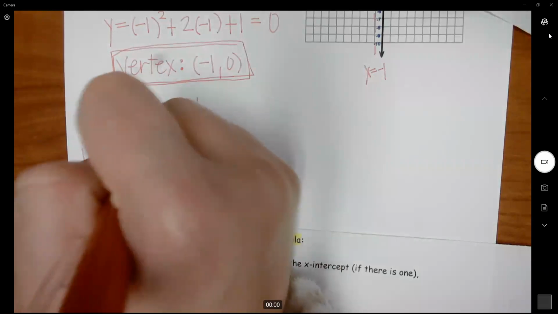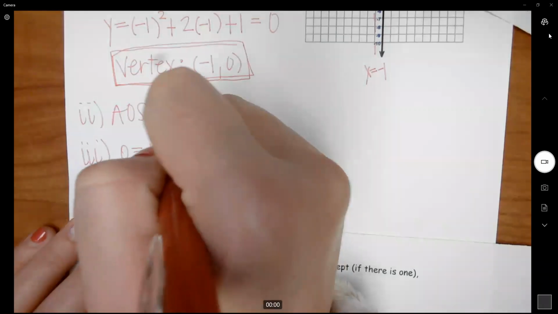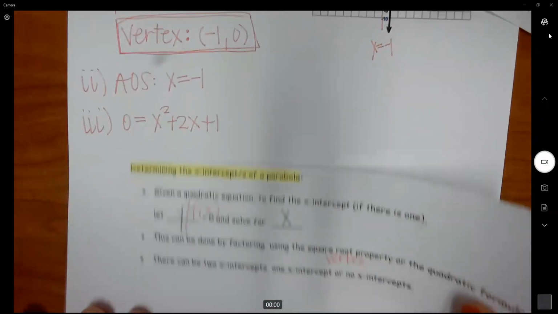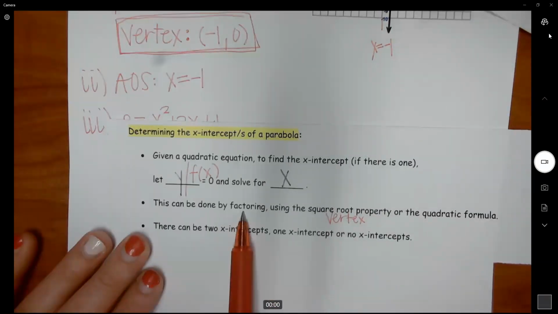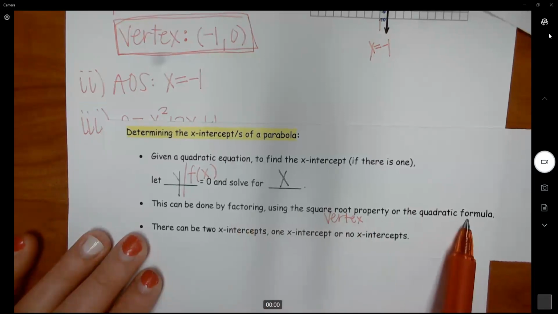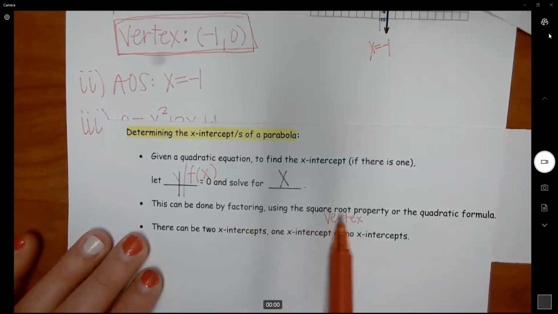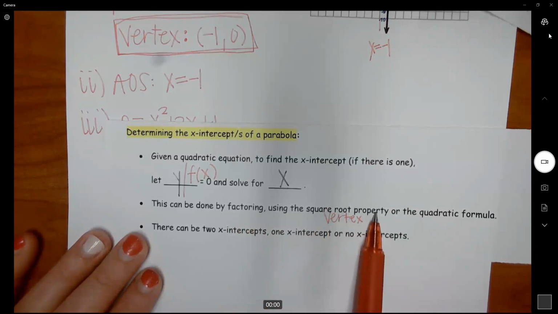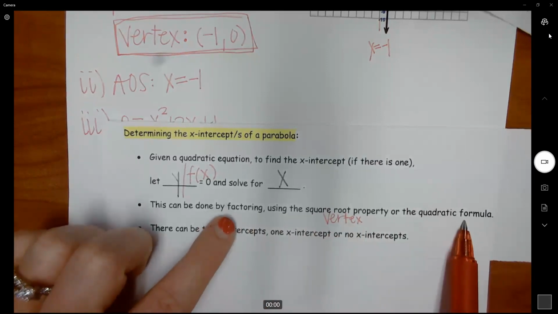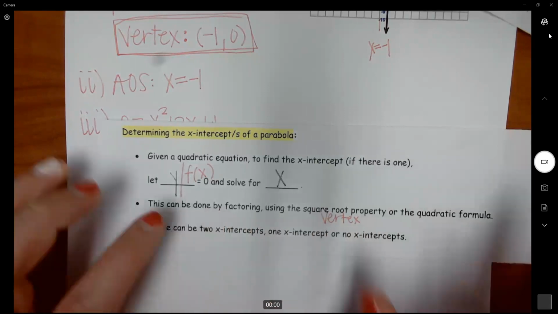So that means we've got 0 equals x squared plus 2x plus 1. Now we can solve either by factoring, square root property, or quadratic formula. I would always use square root property when it's in vertex form. When it's not in vertex form, you most likely have to use these two. Not always, but most likely. Let's always start with factoring.